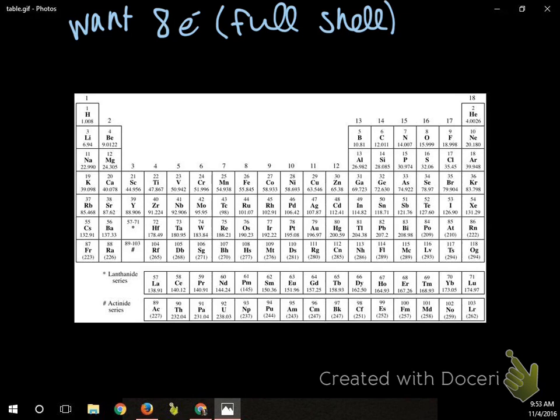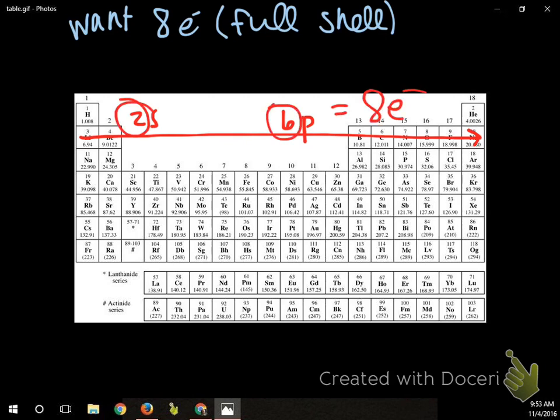If you think back to when we did electron configuration, and you look at elements in period 2, you have 2 s electrons and 6 p electrons. 2 in the s orbital and 6 in the p orbital gives us a total of 8 electrons. Agreed? So together, that shell gives us 8 electrons. That's what all atoms want. They want 8 electrons, or they want a full shell.